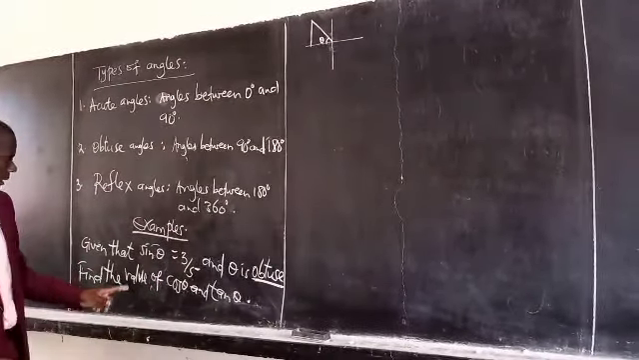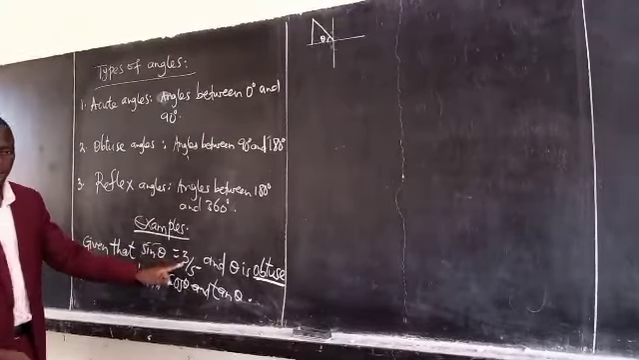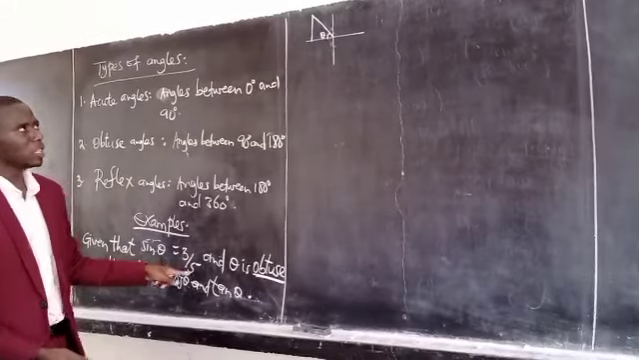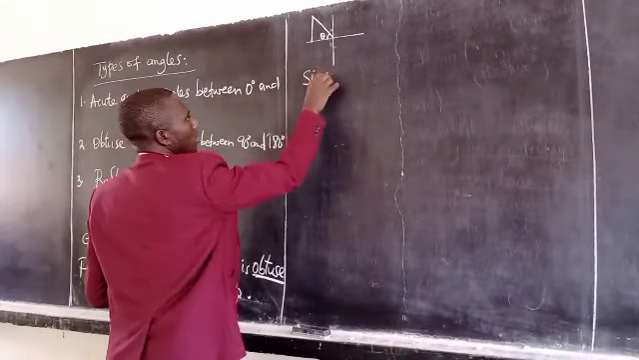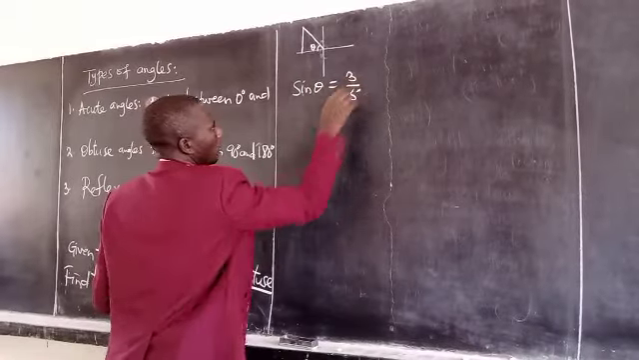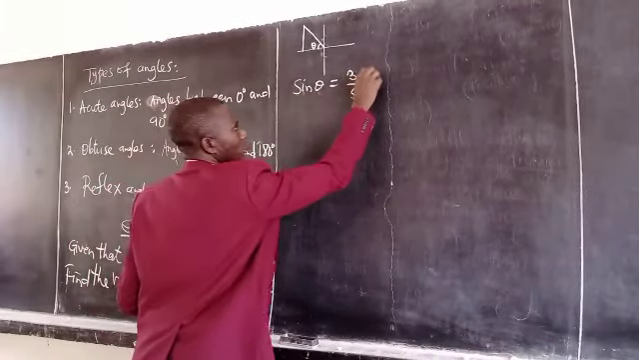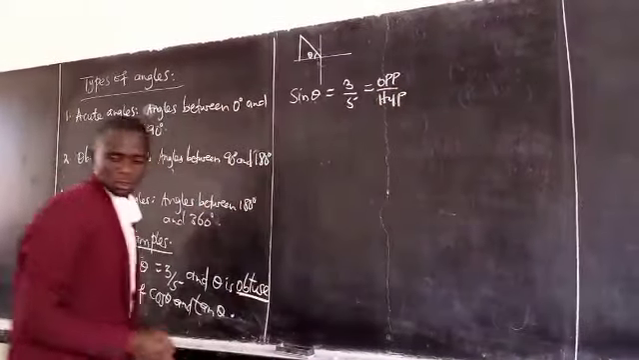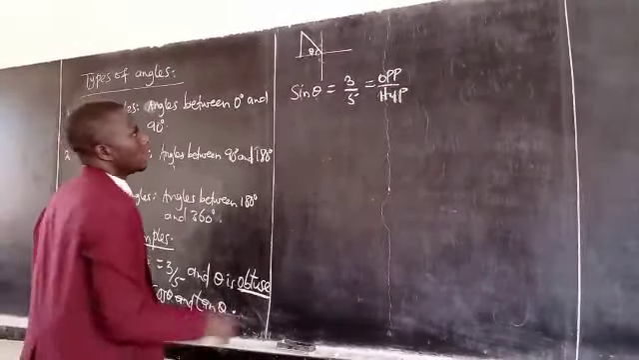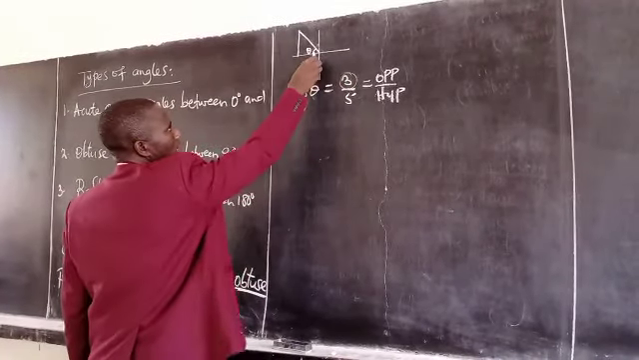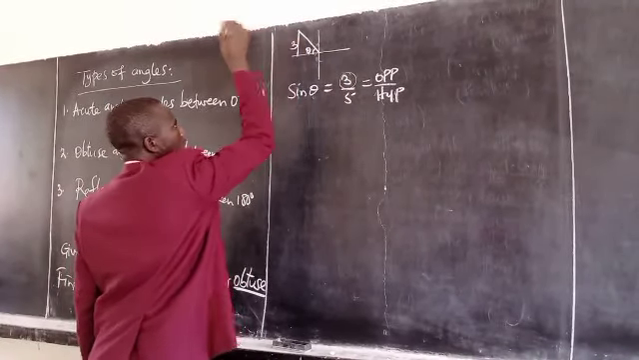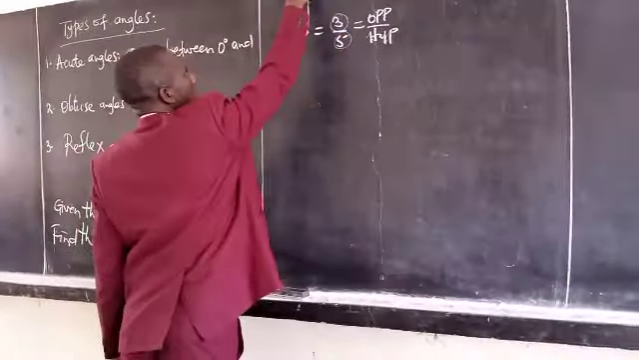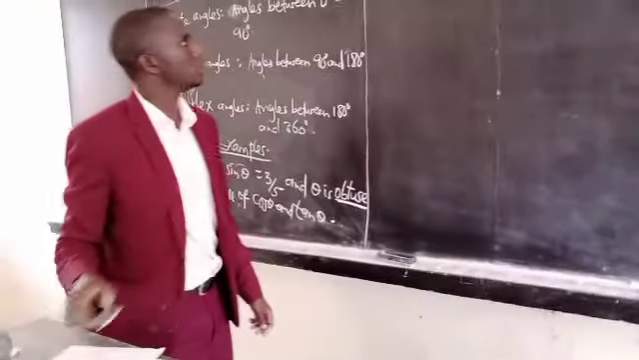And we are told sine theta equals 3 out of 5. Sine theta is opposite over hypotenuse. Meaning this 3 is the opposite. So the opposite is here. So this is 3. Then the hypotenuse is this, so that is the hypotenuse.